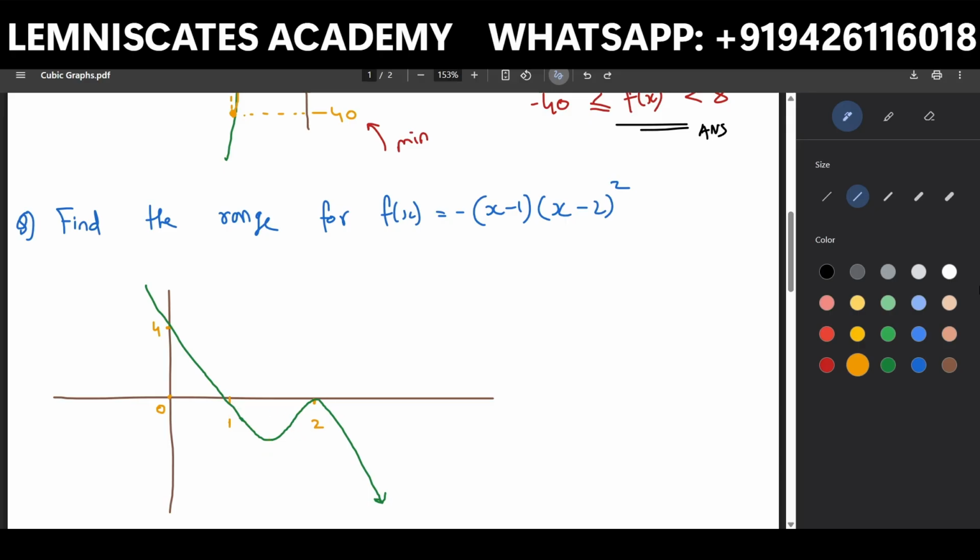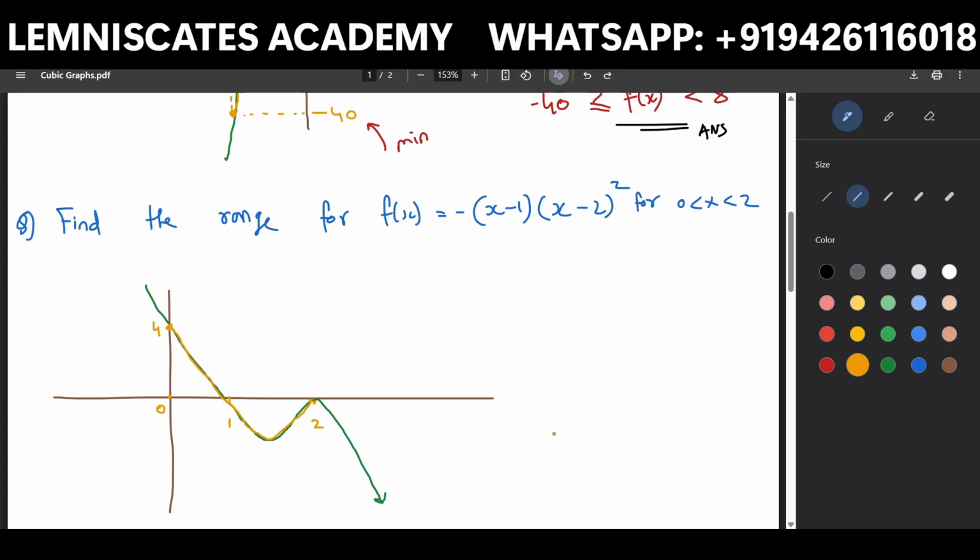But anyways, let me just say that the domain is in between 0 to 2. Okay, that is the domain. So the region of interest is from here till here, because 0 to 2 lies over here. The respective outputs have been highlighted for you.